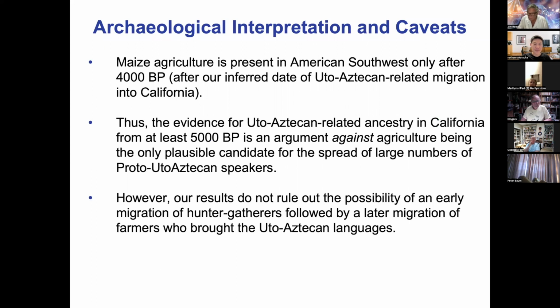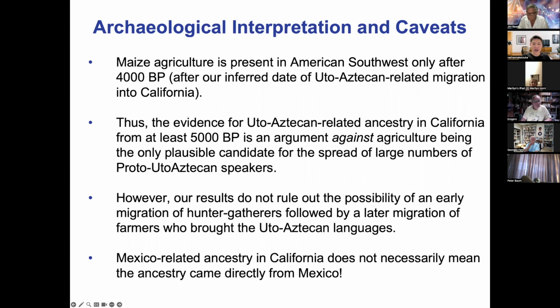It doesn't explicitly rule that out, because perhaps you could have a situation where there's early migration of hunter-gatherers followed by a later migration of farmers who brought the Uto-Aztecan languages. It's just that you would have to propose that situation instead of just a single migration bringing in all the Uto-Aztecan languages.